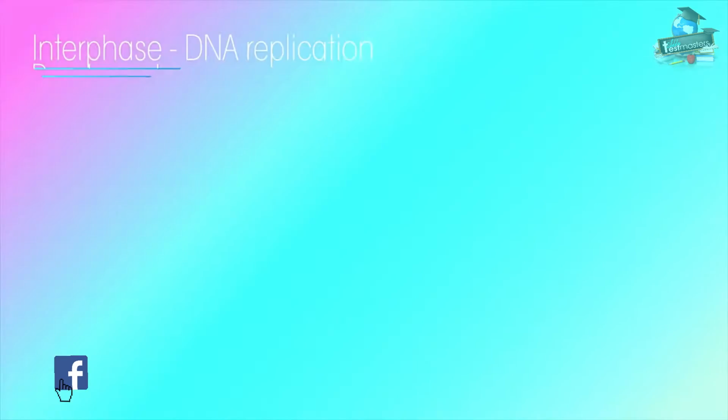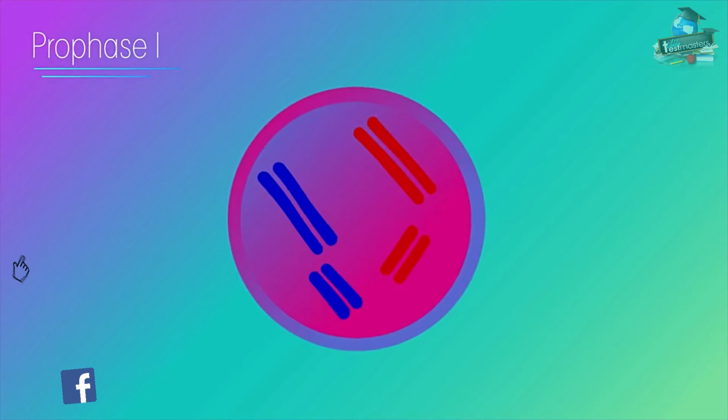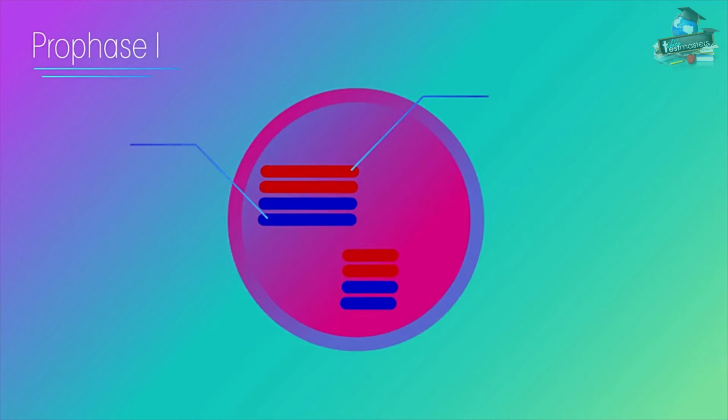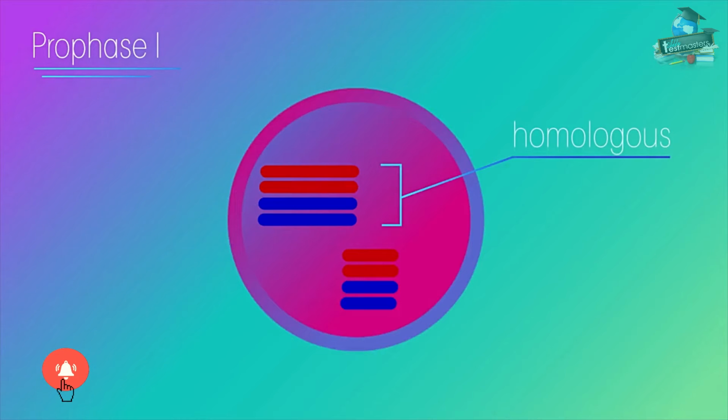In Prophase 1, the duplicated chromosomes join up with the pair from the other parent, so the mother's pair bind with the father's pair, forming a group of 2 chromosomes called homologous chromosomes. What happens next is vital for successful meiosis.